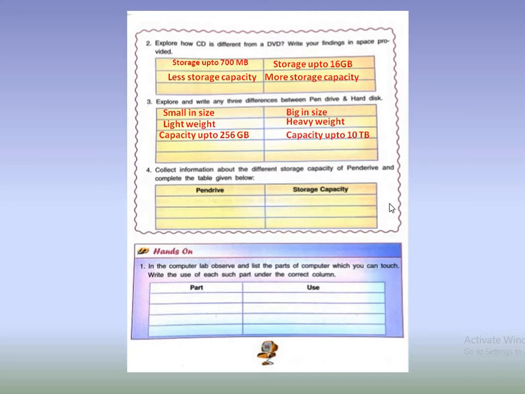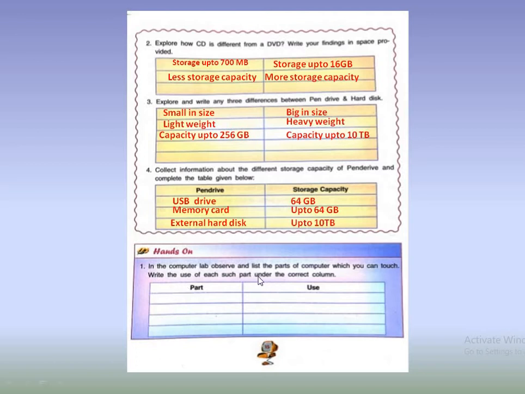Fourth, collect information about the different storage capacities of pen drives and complete the table given below. USB drive: the storage capacity of a USB drive is 64 GB. Next, memory card: the storage capacity of a memory card is up to 64 GB. Next, external hard disk: the storage capacity of an external hard disk is up to 10 TB.